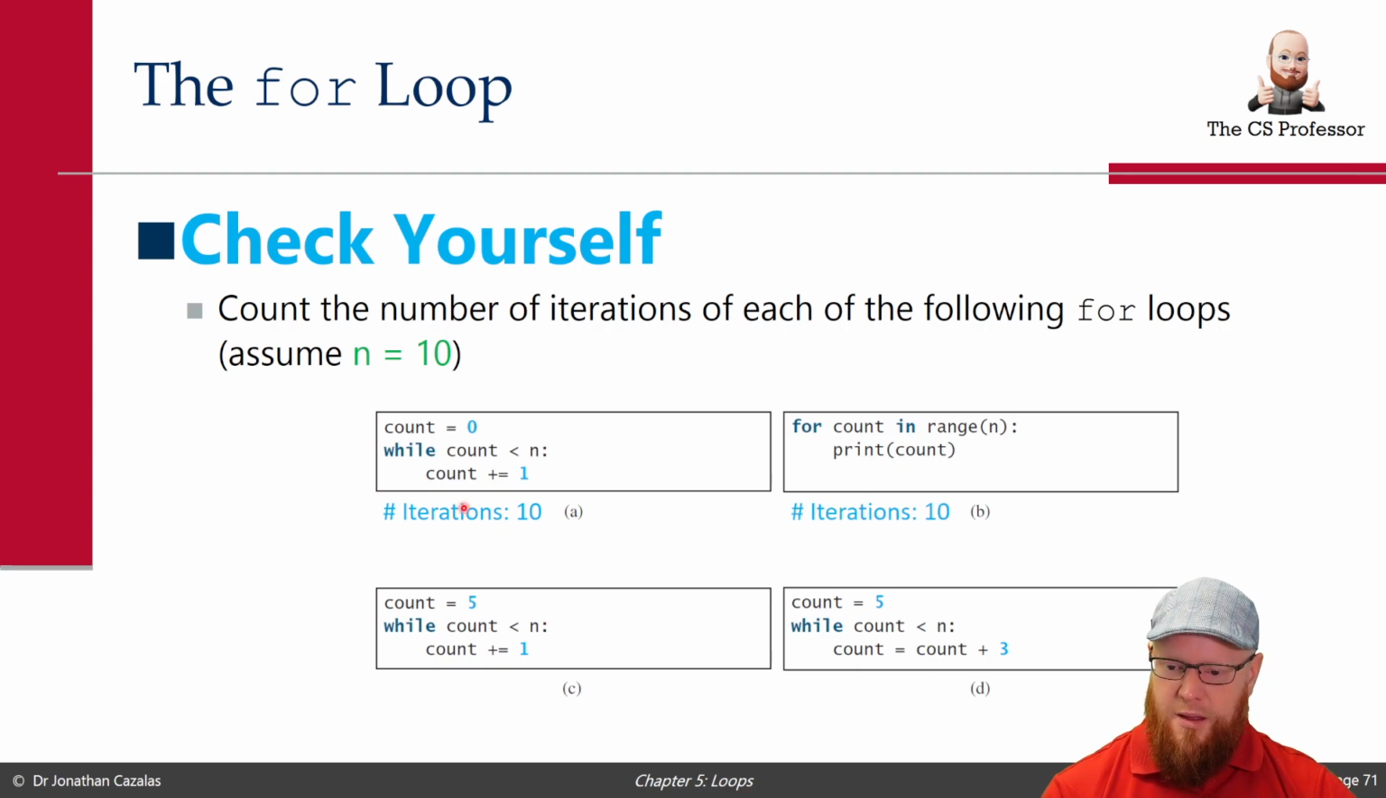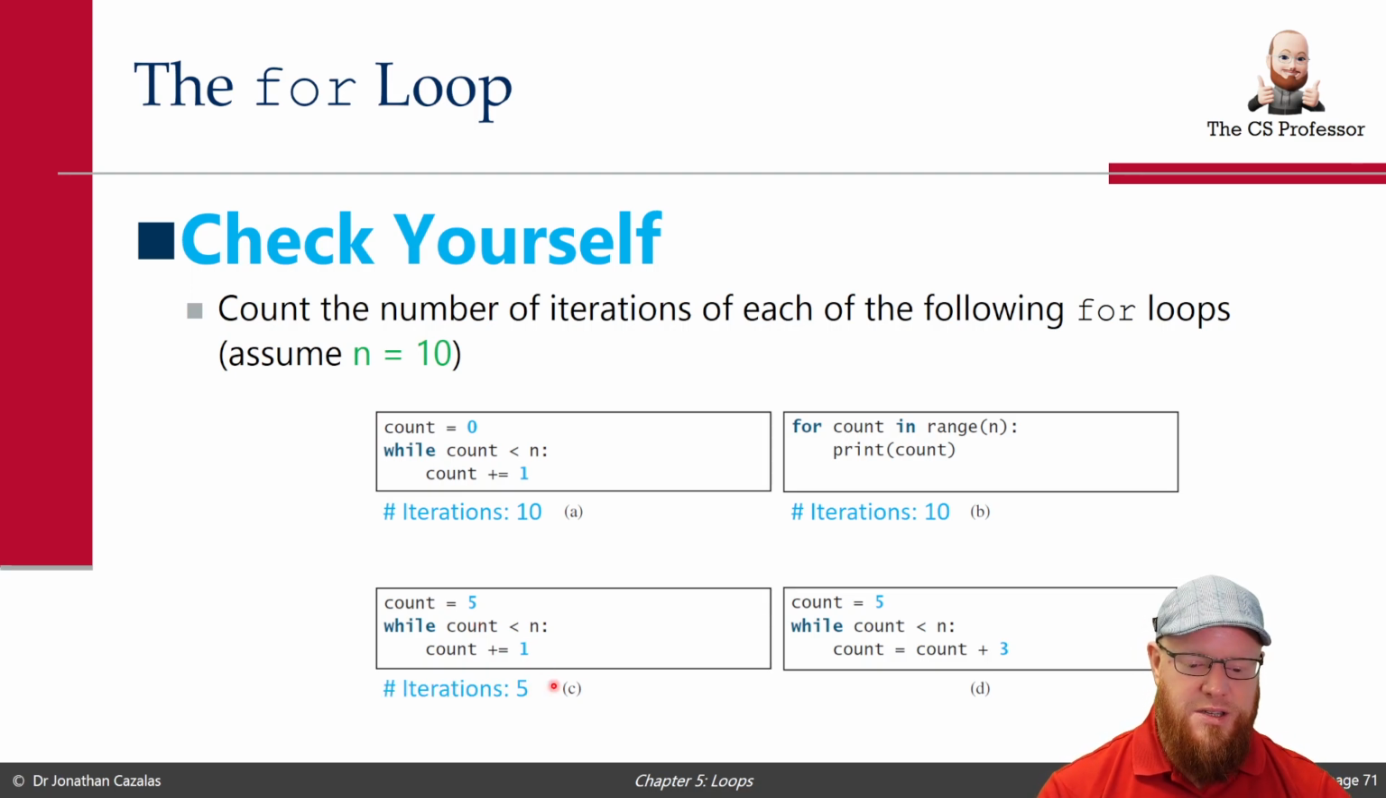Now what if n is 10, but now we start count at 5, while 5 is less than 10, and every iteration we increment by 1? So 5, 6, 7, 8, 9, that will be 5 iterations.